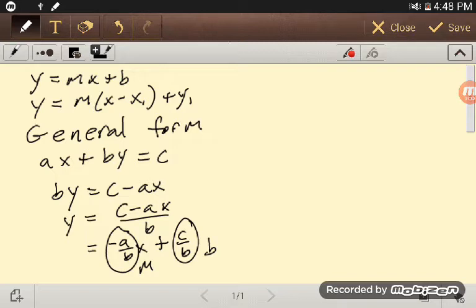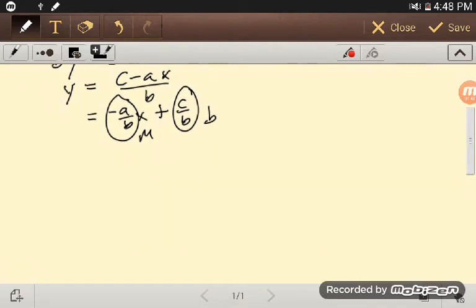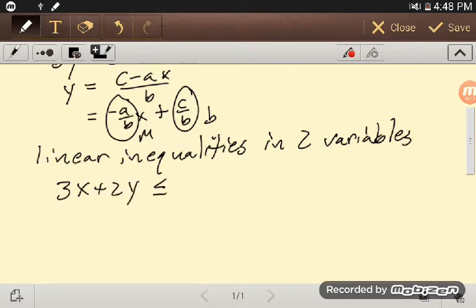the types of things we're going to do now, which are we're going to look at linear inequalities in two variables. Okay, so we just want to look at things like 3x plus 2y is less than or equal to 5.